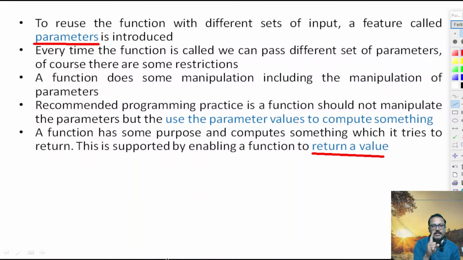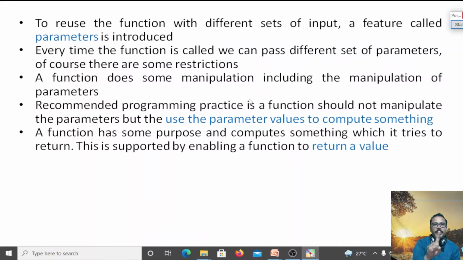So a function has a name, a function has parameters, a function has a return value. All this put together is called the signature of the function. Function name, parameters. Remember, there may be parameters, there may not be parameters. There can be one parameter or multiple parameters, and then the return value. These three things make the signature of the function.